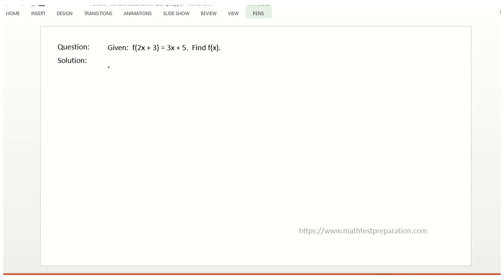In this lesson, I'm going to talk about algebra. The question is, we are given the function f(2x + 3) = 3x + 5. The question asks for what is the function f(x). Now, let us solve this problem.